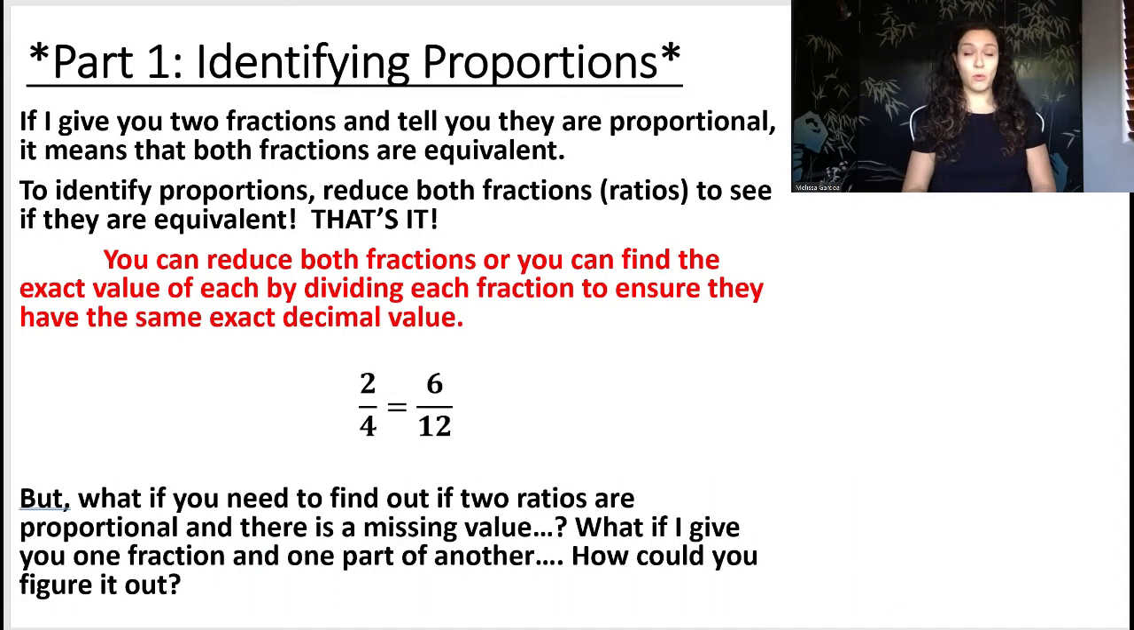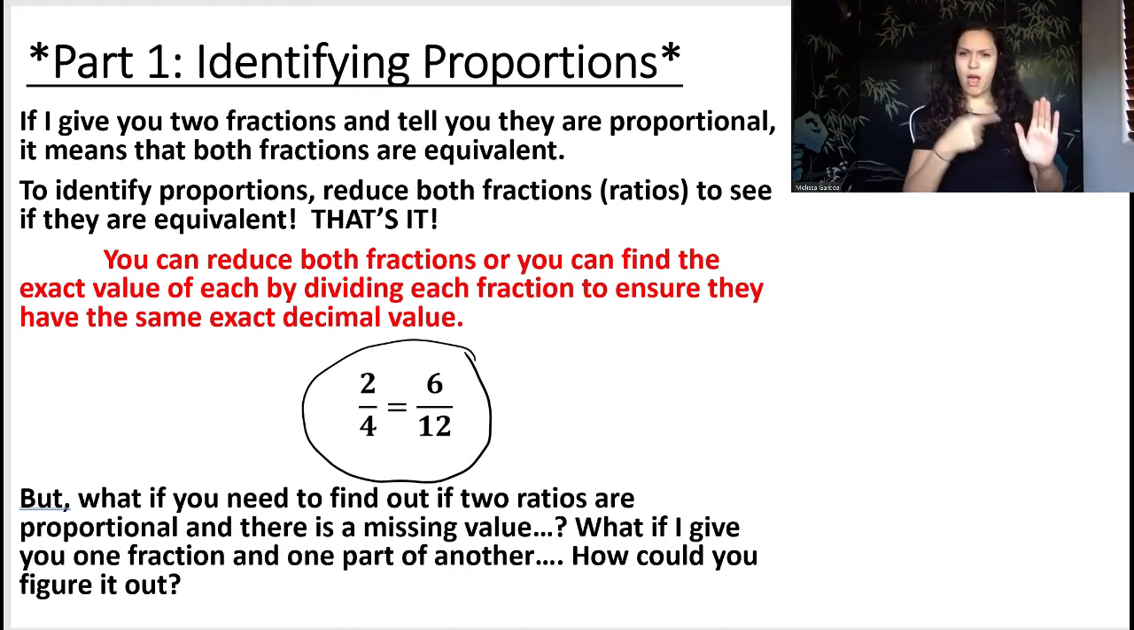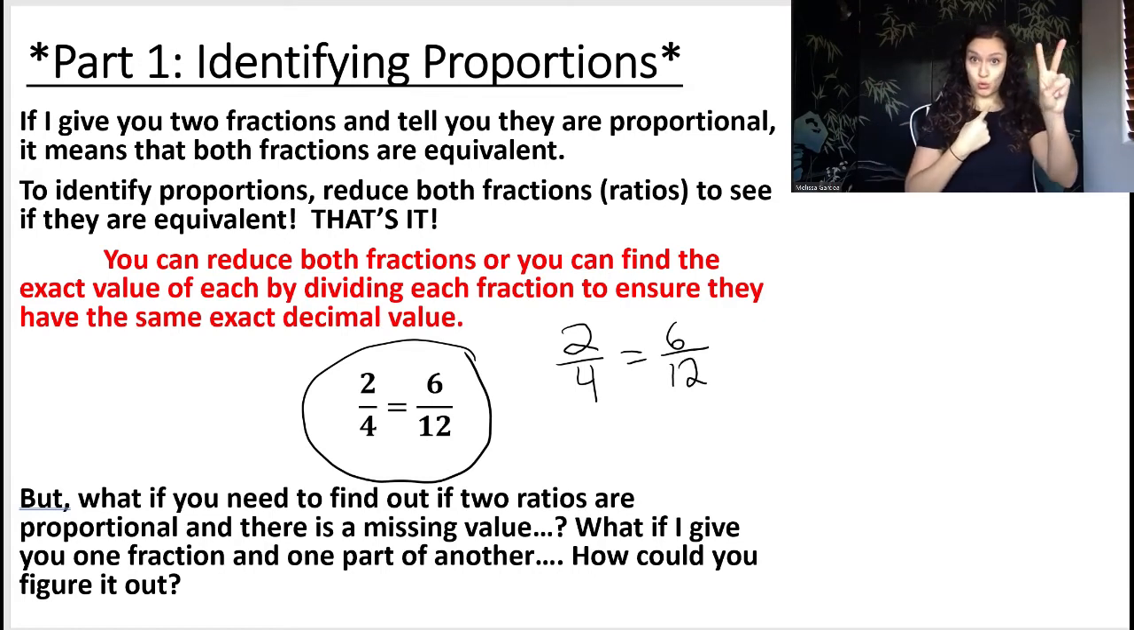So, identifying proportions. What I'm going to do is give you two fractions that look like this, and I'm going to ask, are these proportional? Well, what is this really saying? I'm saying that 2/4 is equal to 6/12. So what am I saying again? I'm saying 2 out of 4 is the same thing as 6 out of 12.